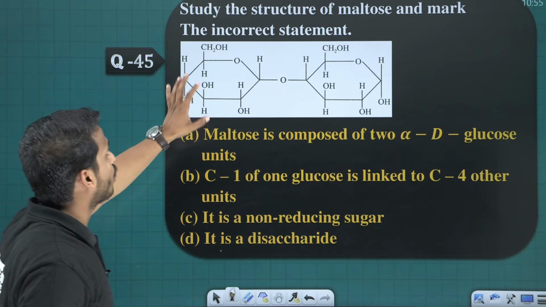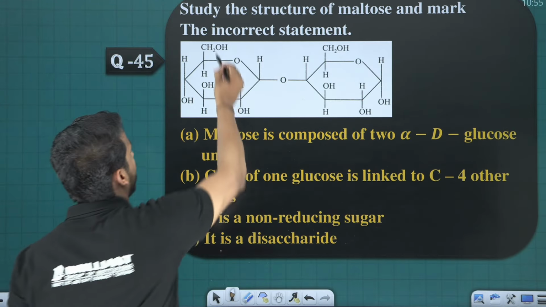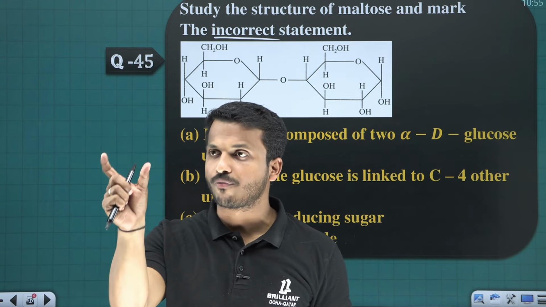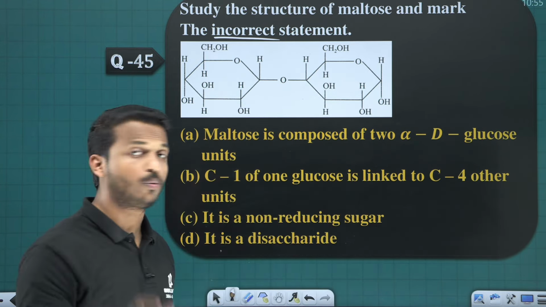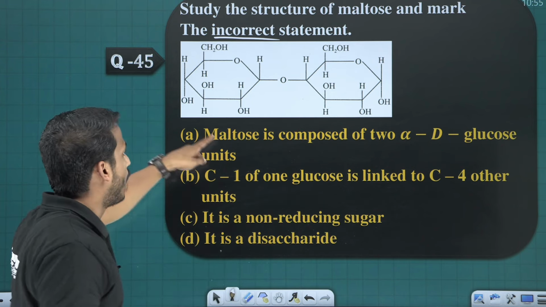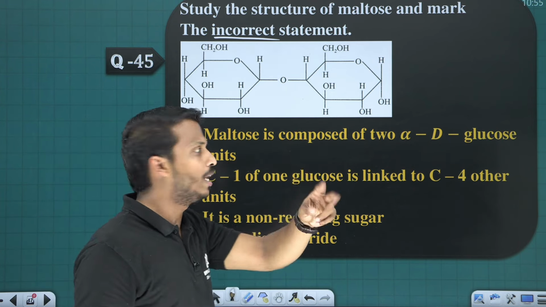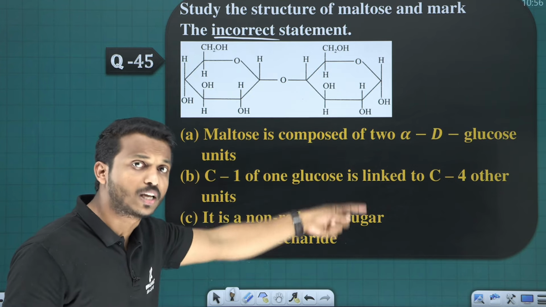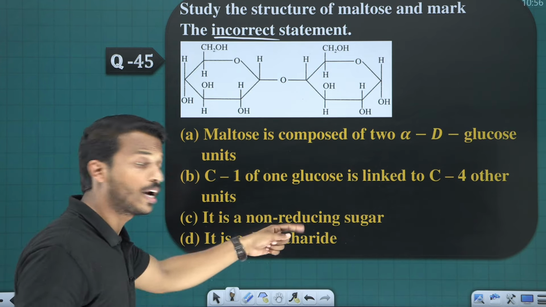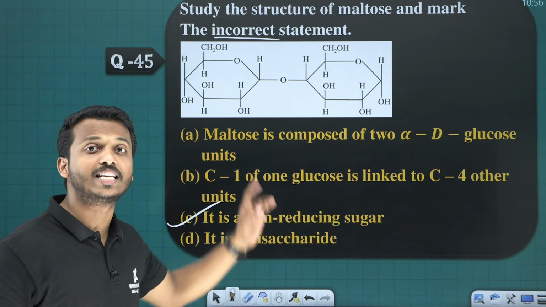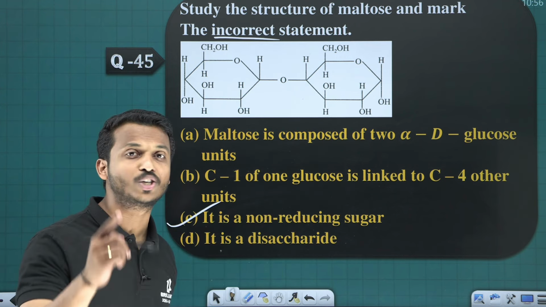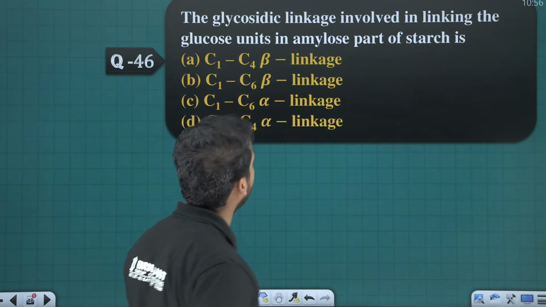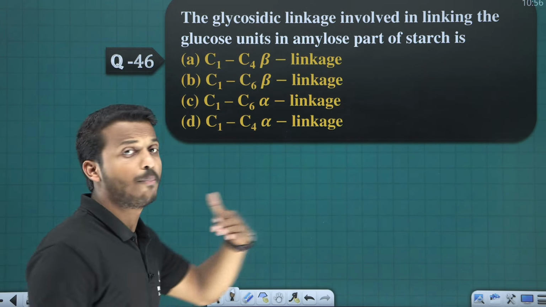Now, study the structure of maltose and mark the incorrect statement. Maltose is a disaccharide made up of alpha D glucose and alpha D glucose, connected between C1 and C4. Maltose is composed of 2 alpha D glucose, correct. C1 of one glucose connected to C4 of the other, correct. It is a non-reducing sugar? No, maltose is a reducing sugar. The non-reducing sugar is sucrose.